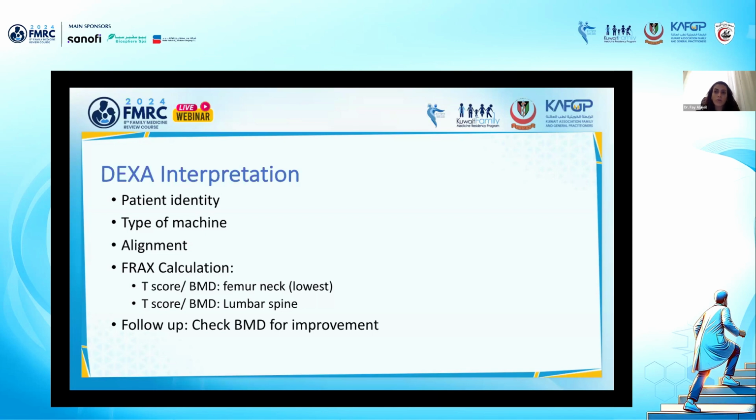They will come with 2 T-scores, the left and right femurs, and we will use the lowest one. And we will also check the T-score of the lumbar spine. We use T-score or BMD when we calculate the FRAX.